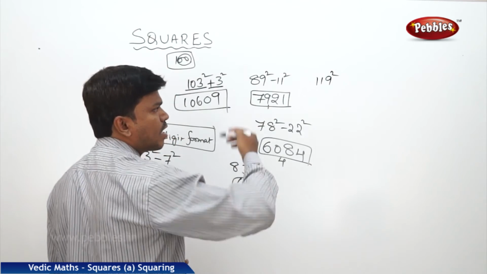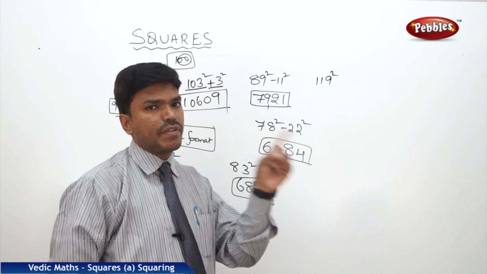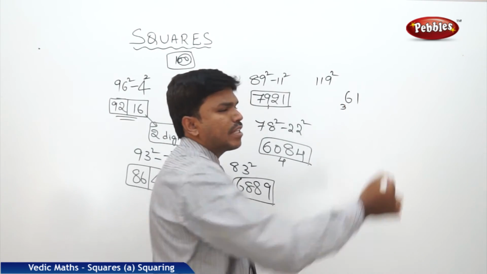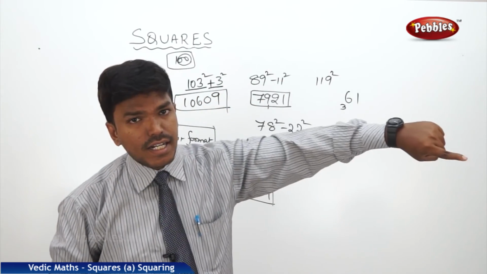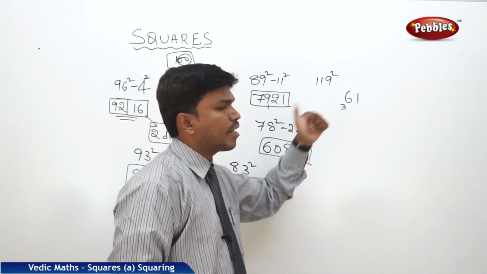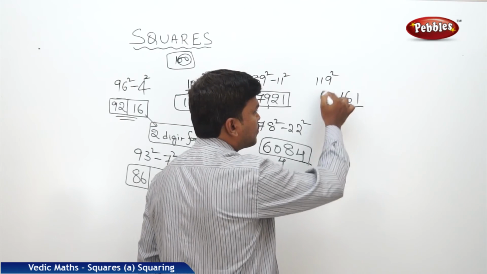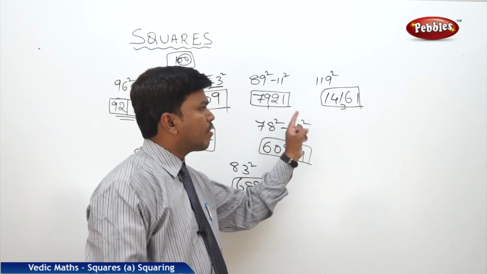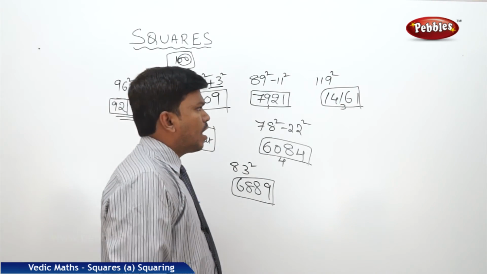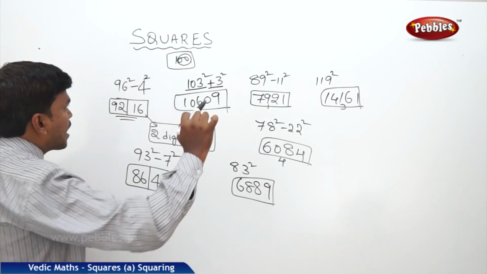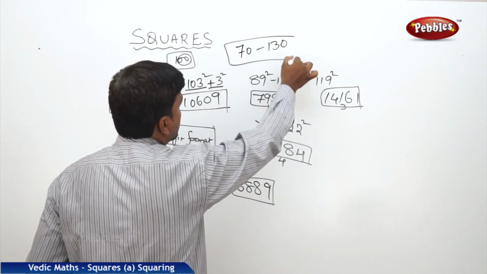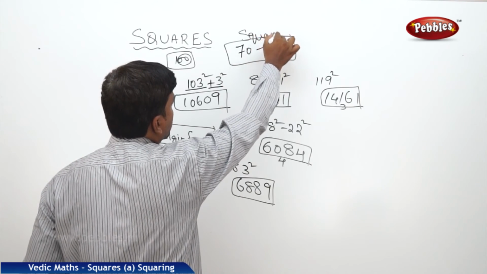Suppose if I need, say, 119 square. What is 19, which is the excess when you compare with the 100? 19 square is 361. So drop 61, carry 3. Now 119 plus 19 we need to do. 119 plus 19, 138. 138 plus 3, 141. So 119 square is 14161. Anyhow, I can keep the carry in the mind. Like this, we can calculate from 70 to 130 squares.